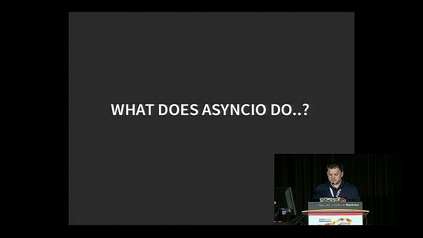Well, actually, I don't have to answer it because the Python docs do for me. And they say, this module provides infrastructure for writing single-threaded concurrent code using coroutines, multiplexing I/O access over sockets and other resources, running network clients and servers and other related primitives. I'm just seeing if the caption has caught up with me yet.